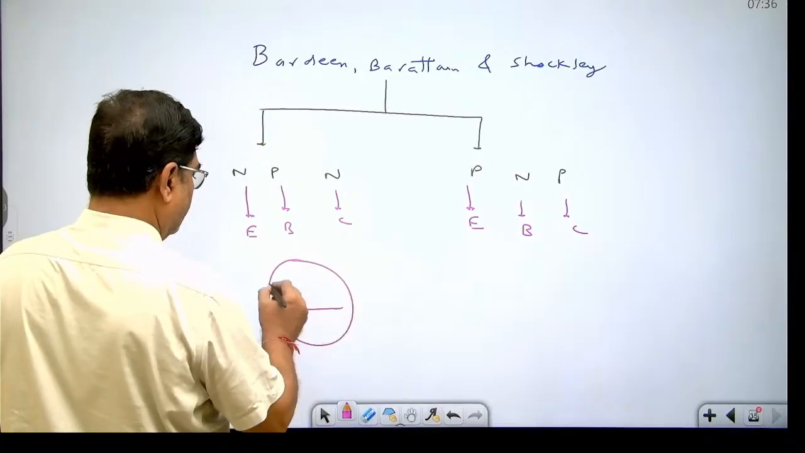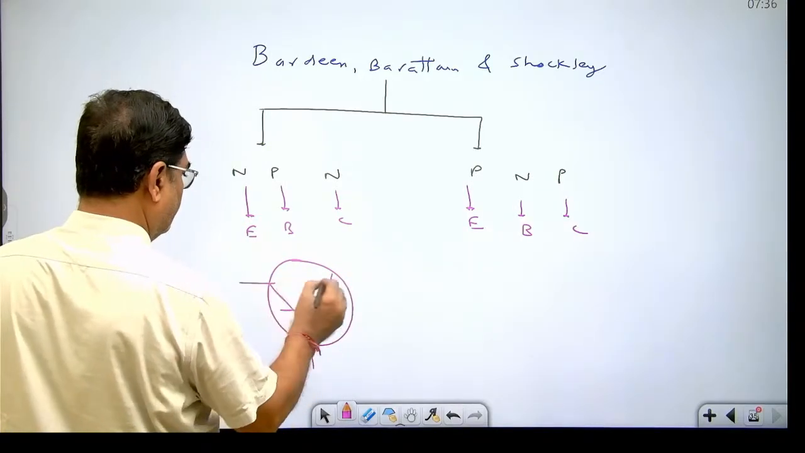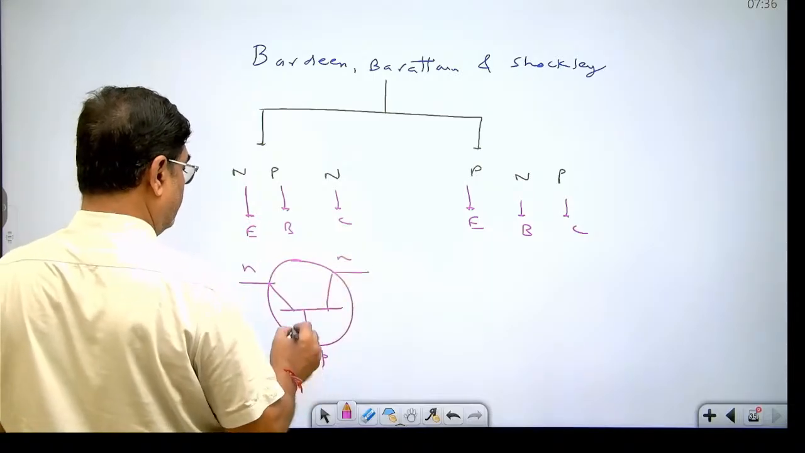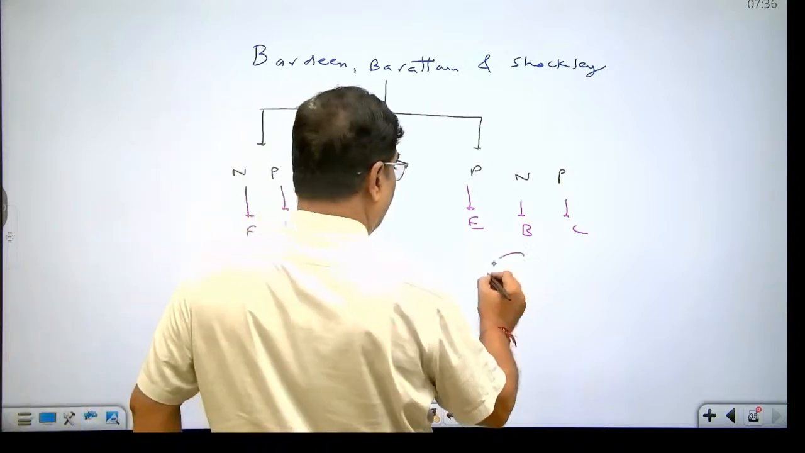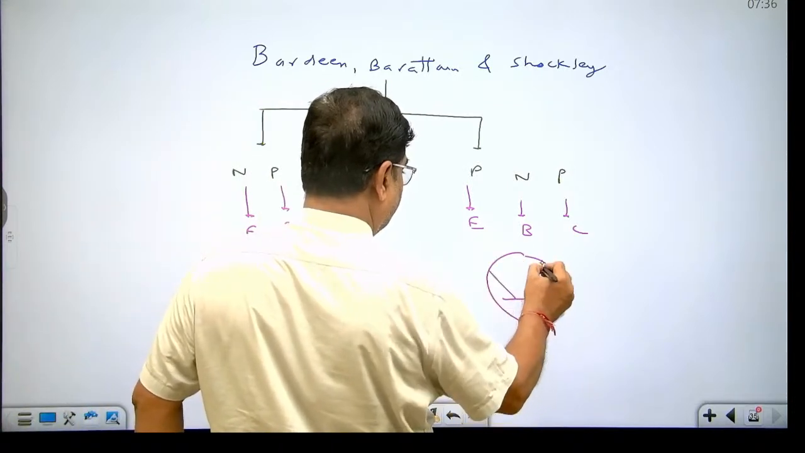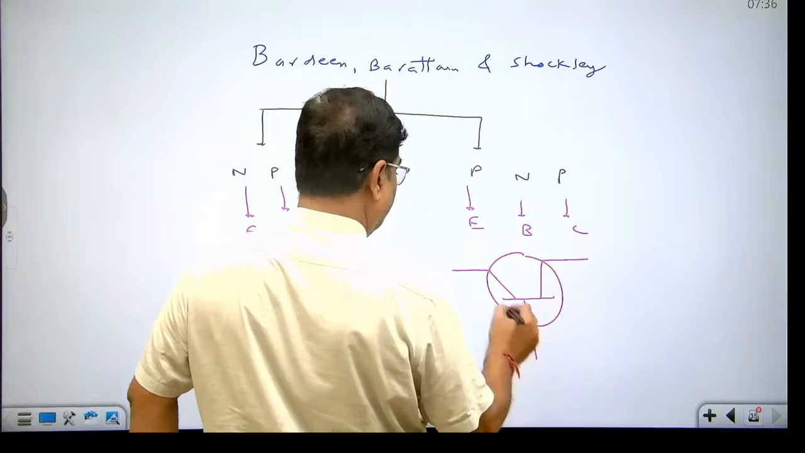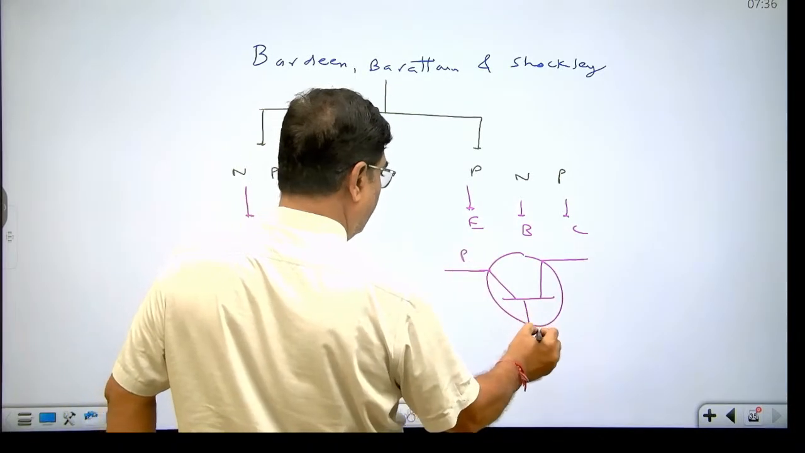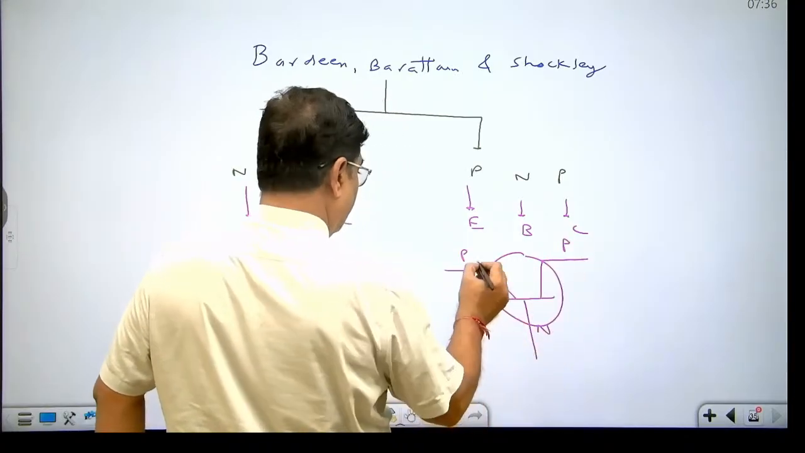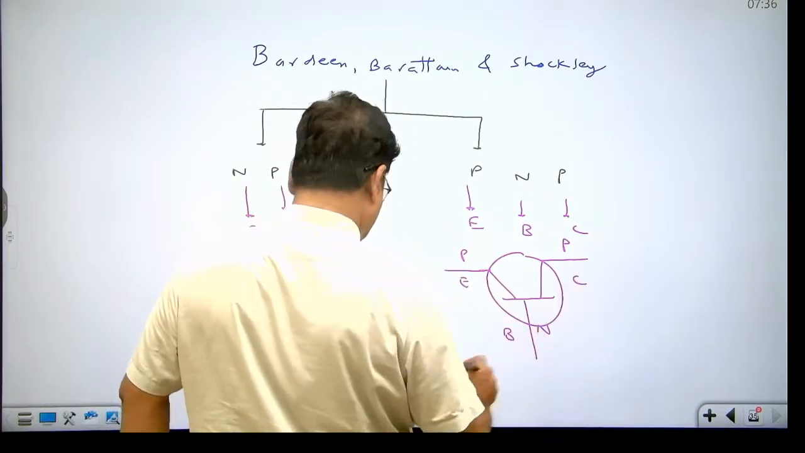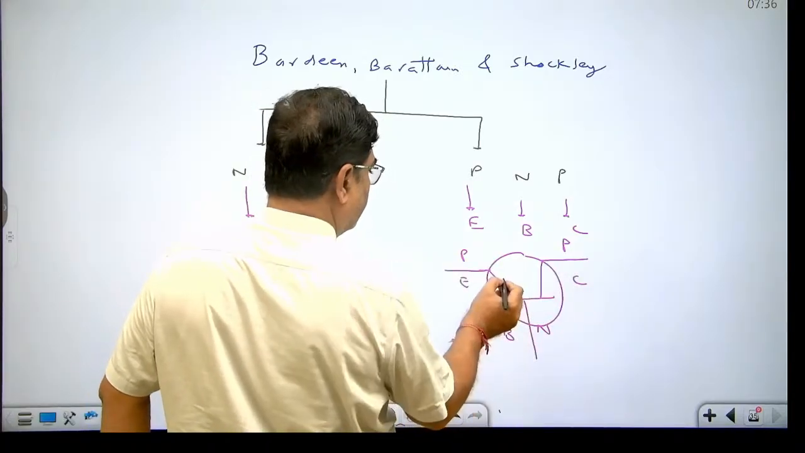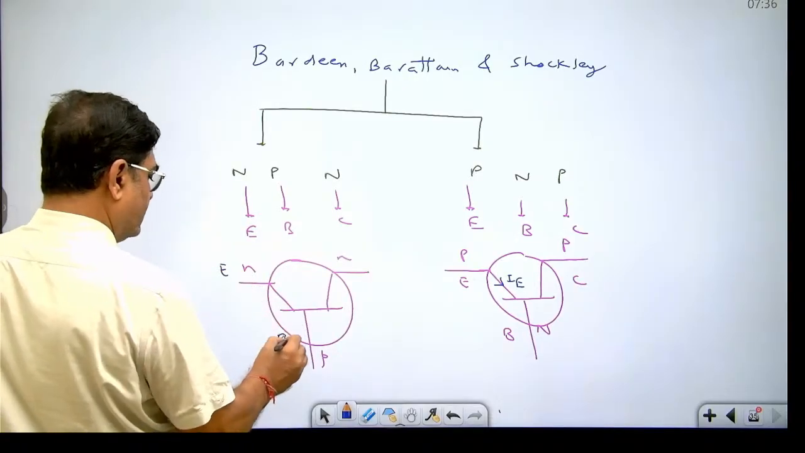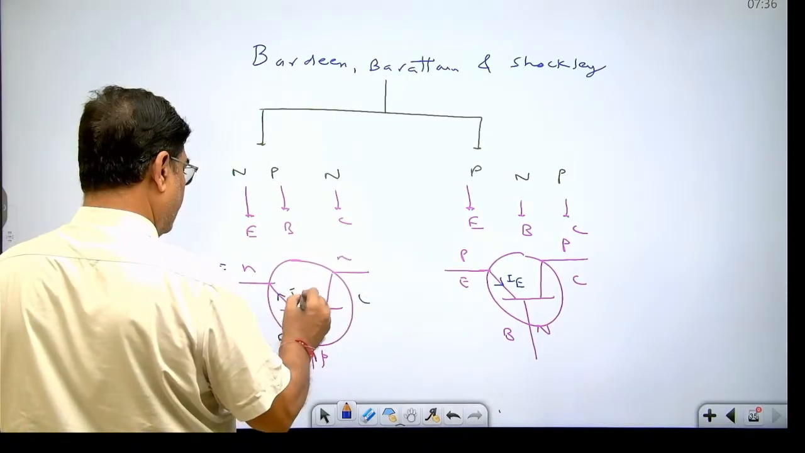In case of NPN transistor, and in case of PNP transistor, this is emitter, this is base, this is collector. The direction of conventional current in a PNP transistor is from emitter to base. And here this is emitter, base, collector. This is from base to emitter.